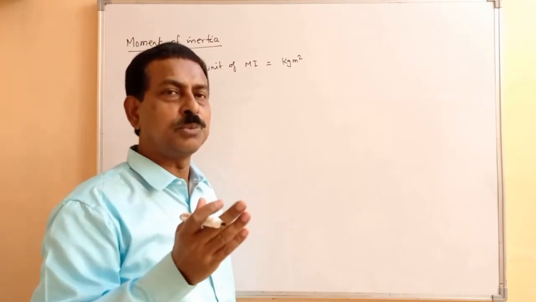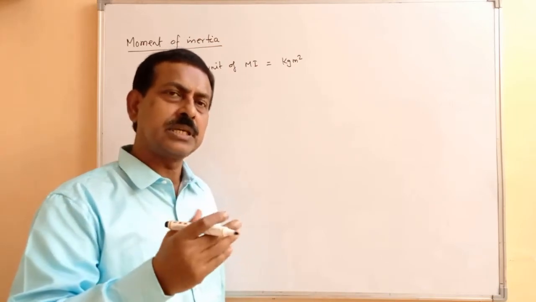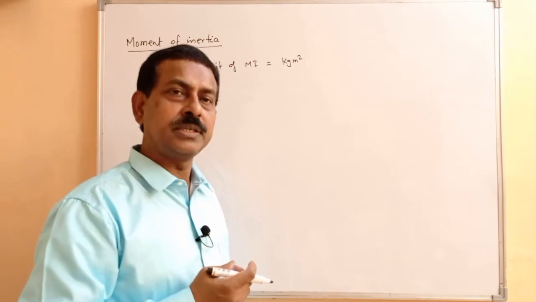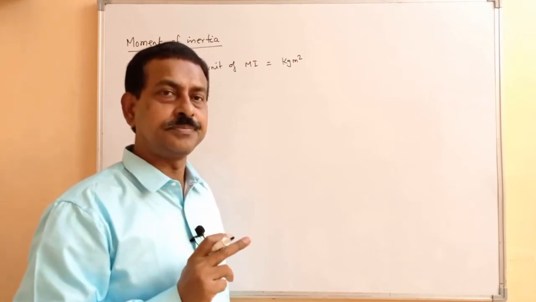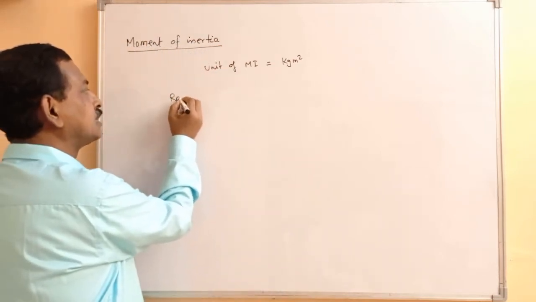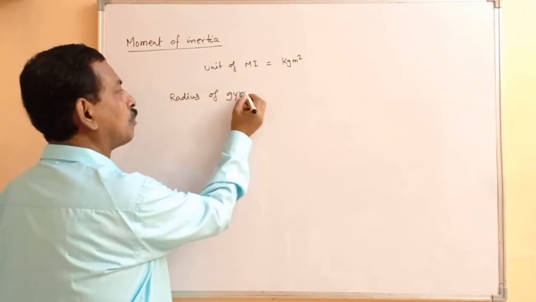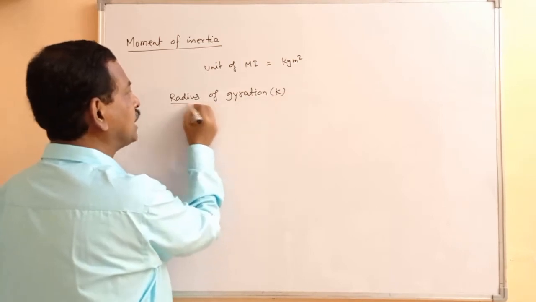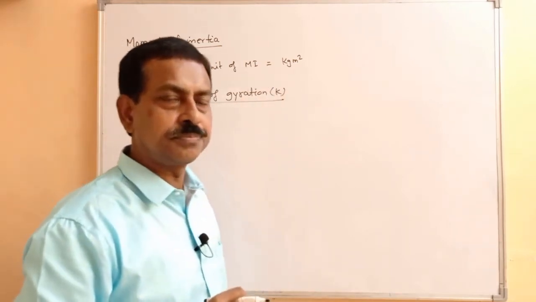But if you just have to distinguish between scalars and vectors, then you may term it a scalar quantity, but in fact it is a tensor. Another term we get here is called the radius of gyration. This we normally represent by k. K is the symbol used for radius of gyration.